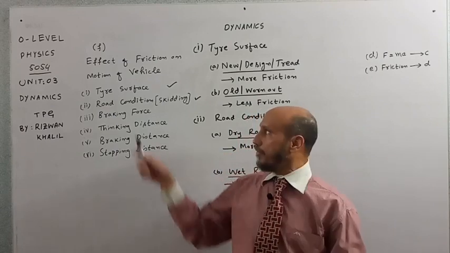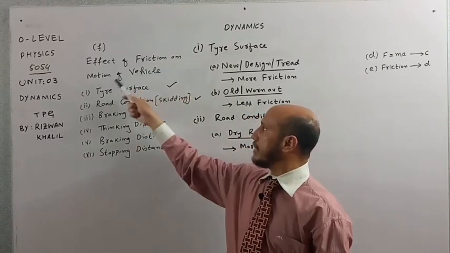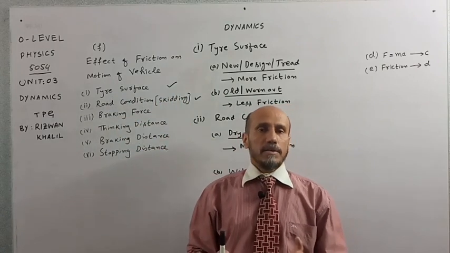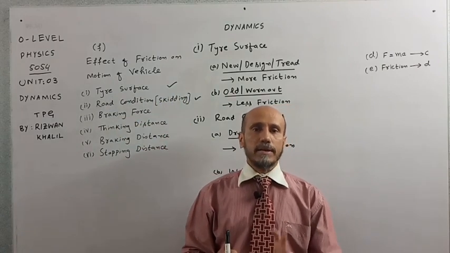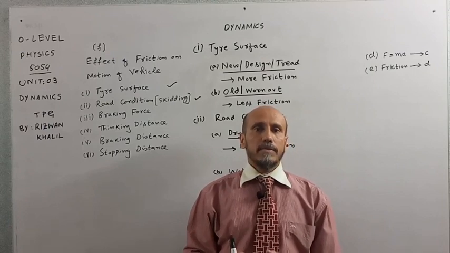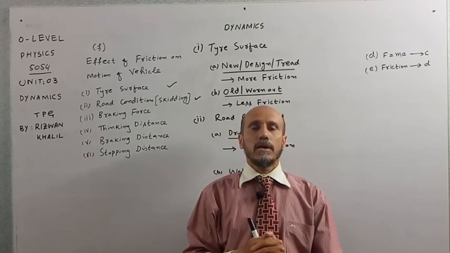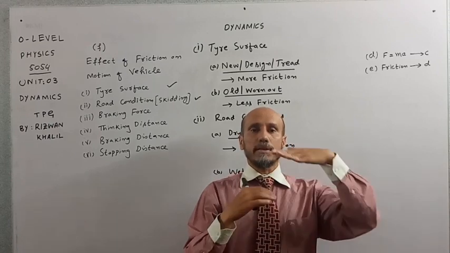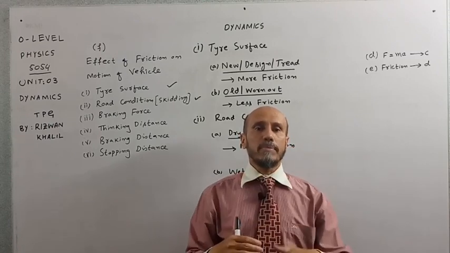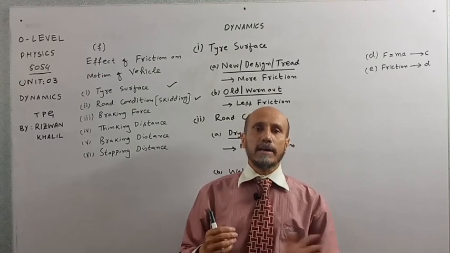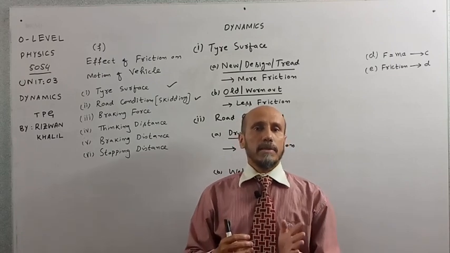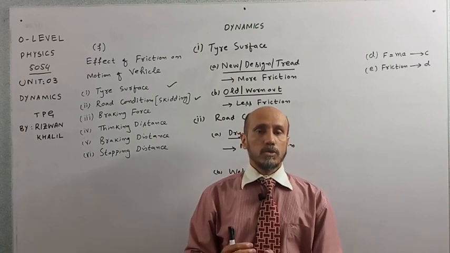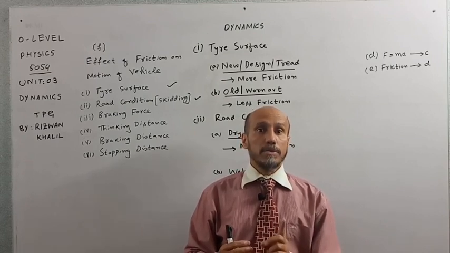So how is friction being affected by the road conditions? Definitely, if we are moving the car on the dry road, then the tire and the surface of the earth have more friction and the car has more grip with the surface of the earth. So it will be very easy for us to move the car or to stop the car if we are driving the car on a dry road. So there will be more friction on the dry road.